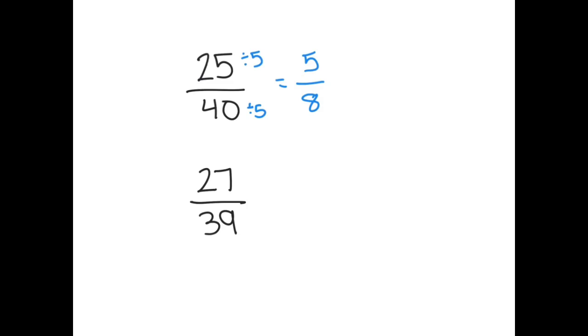To simplify 27/39, I need to find a common factor. I know 3 goes into both of these, so I'm going to divide by 3. If you're unsure, just guess and check. Figure out what goes into each. 27 divided by 3 is 9. 39 divided by 3 is 13. The only common factor between 9 and 13 is 1, so we know our fraction is in lowest terms.